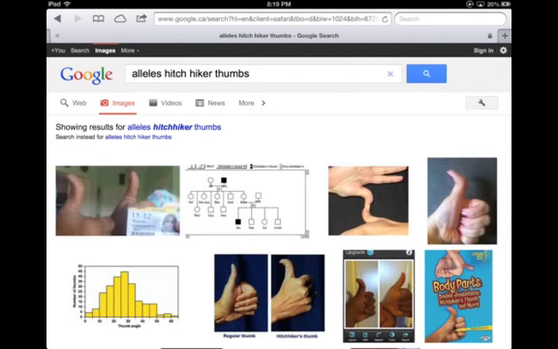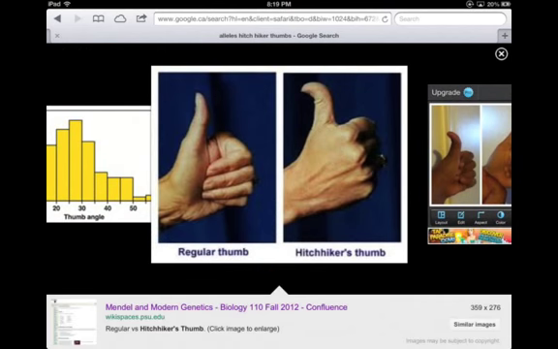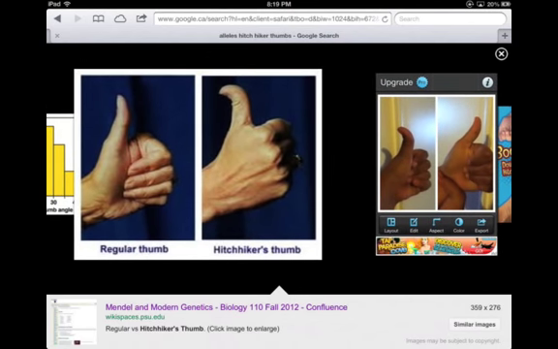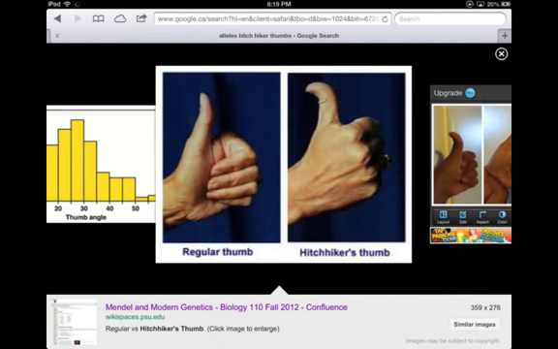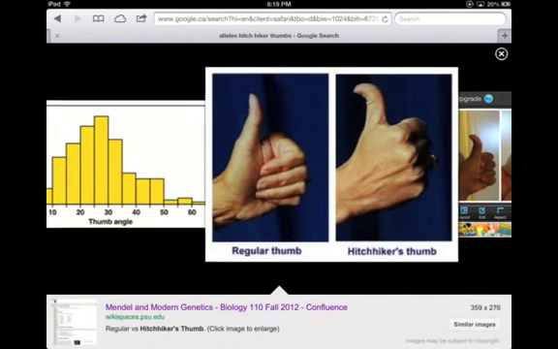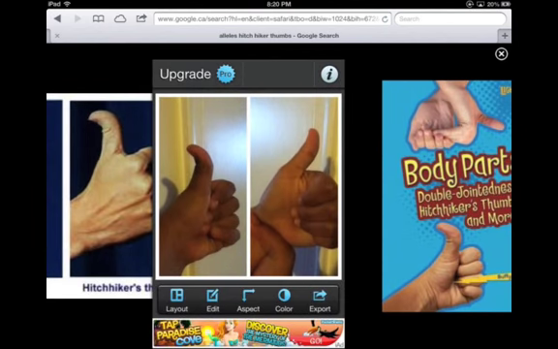So here is a classic regular thumb versus hitchhiker thumb analysis. The hitchhiker thumb is this one right here on the right, and it bends backwards, classic curve, and a regular or straight thumb is the one on the left. A second picture here off YouTube has a pretty good display of it. Hitchhiker thumb on the left, in this case, straight thumb on the right.